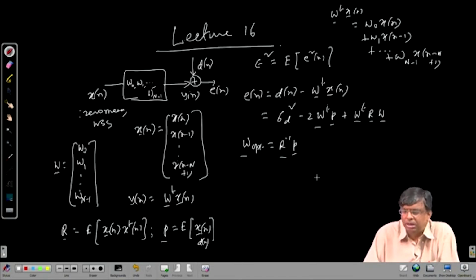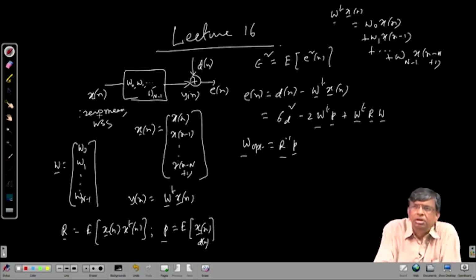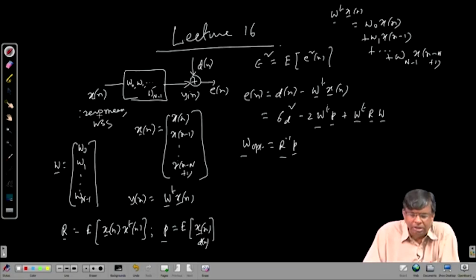But in practice it does not happen like that often. Both inputs x n and d n, their statistical properties change, because the circumstances which generate them change from time to time. As a result, R changes from time to time, P changes from time to time. So, if you design the filter with R inverse P for a certain R and certain P, that is an optimal filter, it will work fine for a while. But if the R matrix and the P vector change due to environmental changes outside, then the filter that we are using now will no longer be the optimal filter for the new input statistics.